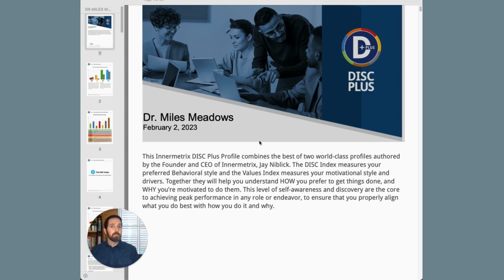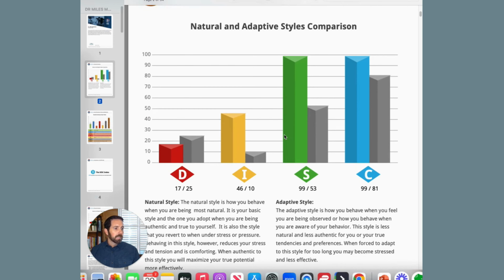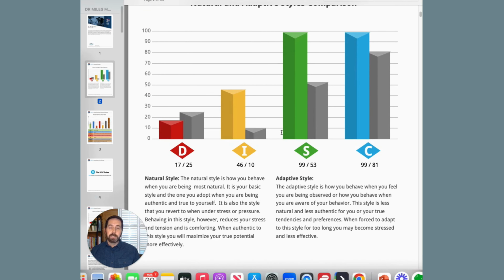Again, this is very much an overview. When we do these things in person, we can get a lot more in depth. But I want to at least allow you the opportunity to see exactly how this tool can be used. So let's skip down here and talk a little bit about what the DISC is.